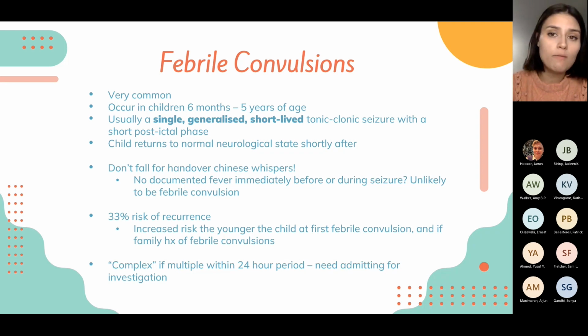There is a 33% risk of recurrence, which is actually quite high if you think about it. So a third of these children that have them will go on to have a further febrile convulsion. So you do need to warn the family about that, and they need to know the signs to look out for when they need to call for help. And that risk of recurrence does go up if they've got a family history of febrile convulsions, so mum, dad, even siblings. And also, the younger the child was at the time of their first ever febrile convulsion, the higher the risk of recurrence.